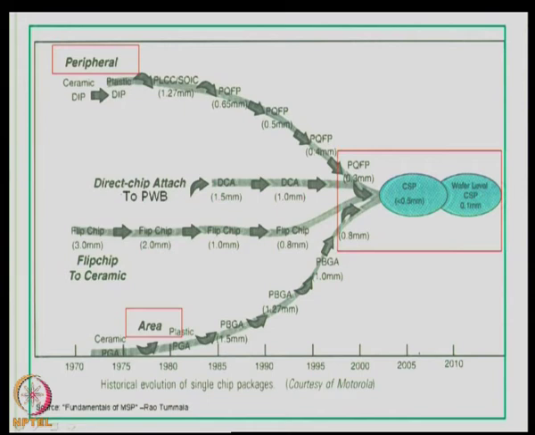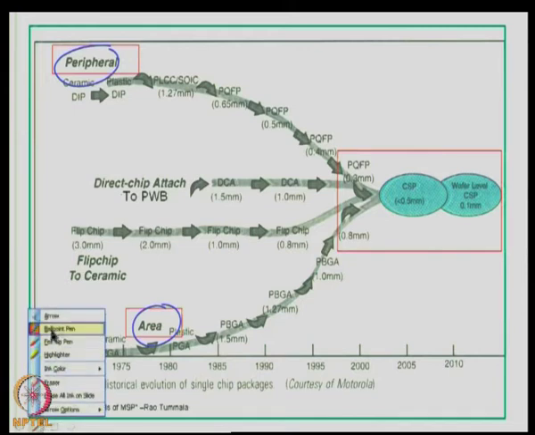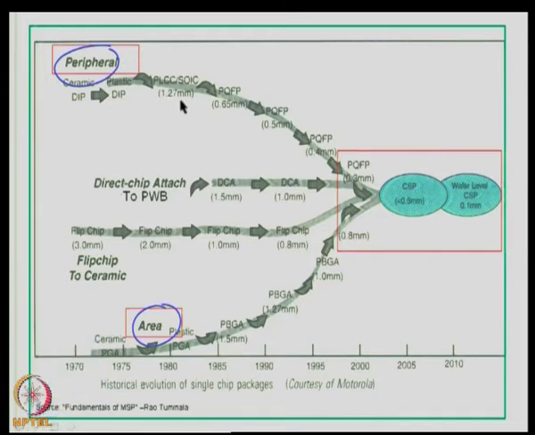If you look at this figure, on one side you see peripheral packages, on the other side you see area array packages. In the peripheral packages, we have moved from DIP to plastic DIP packages. Then we have seen the growth of PLCCs, plastic leaded chip carriers, and small outline integrated circuits. This number that is written here denotes the pitch of the component. 1.27 mm is the pitch of the package.